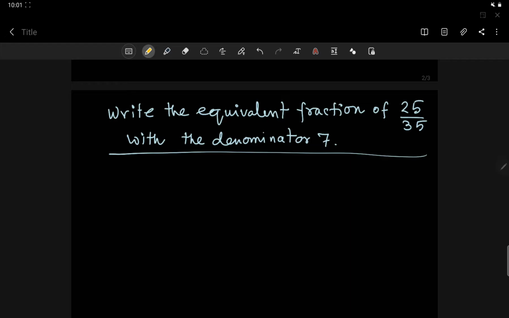Now we will find the equivalent fractions of a given number when the denominator is given. Okay, the next question, write the equivalent fraction of 25 by 35, and it is given the denominator 7, and you have to find the equivalent fraction of 25 by 35. In the previous one, the numerator was given, but in this question the denominator is given. So here it is 35 and it is given in the denominator 7. So now you have to find the numerator.